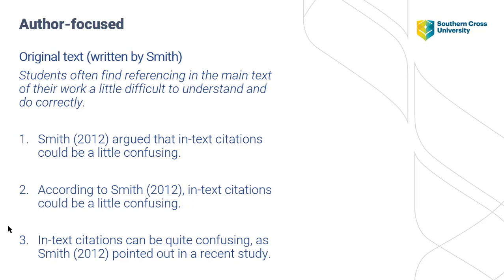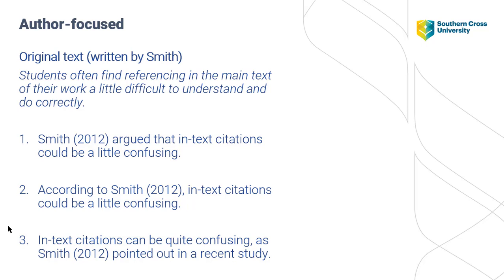So, first of all, we have the original text written by Smith. There's our author. And the original text states, students often find referencing in the main text of their work a little difficult to understand and do correctly. So those are the author's words, and we want to use that idea by paraphrasing it into our own words and then referencing the author. So here are three examples of how this might look using author-focused style.